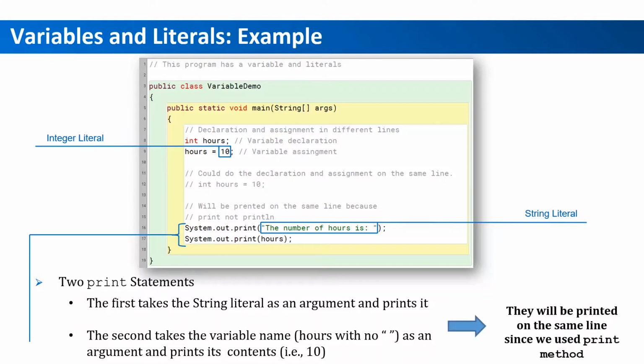Notice that both the literal and the variable will be printed on the same line, since we are using the print method with no new line escape character. Let's see how this will work on BlueJ.